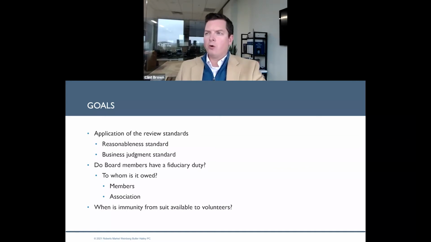So our goals here for today, we're going to be looking at the application of the review standards for how courts look at you as a board member or a committee member, if some of you are committee members on the call today. There are two standards of care that we really look to: one is the reasonableness standard, and the other is the business judgment rule, or business judgment standard.